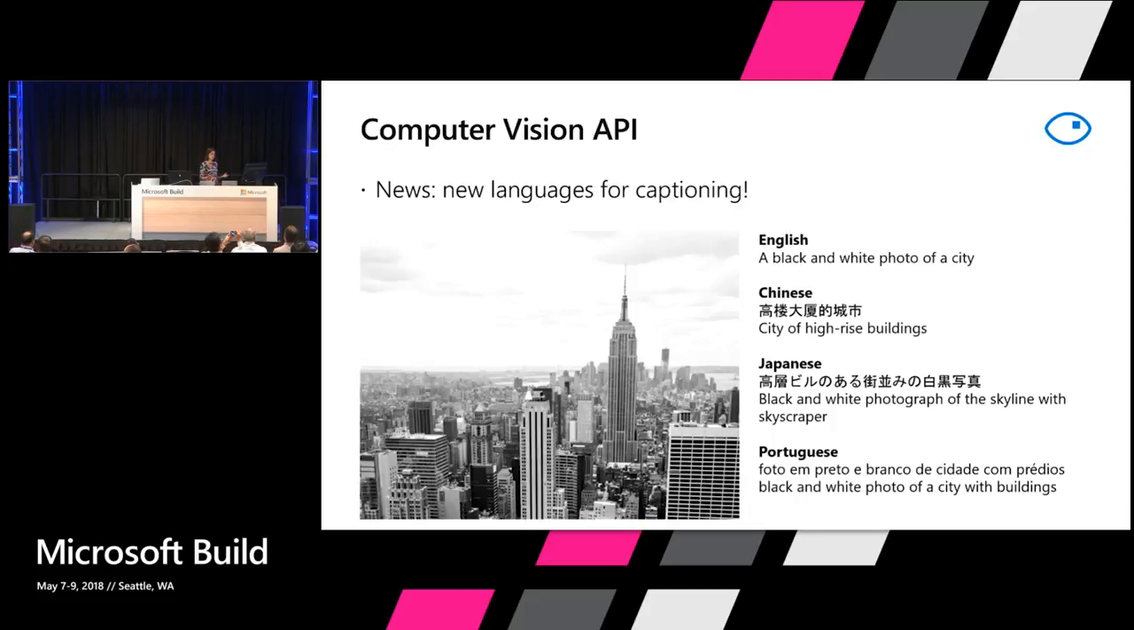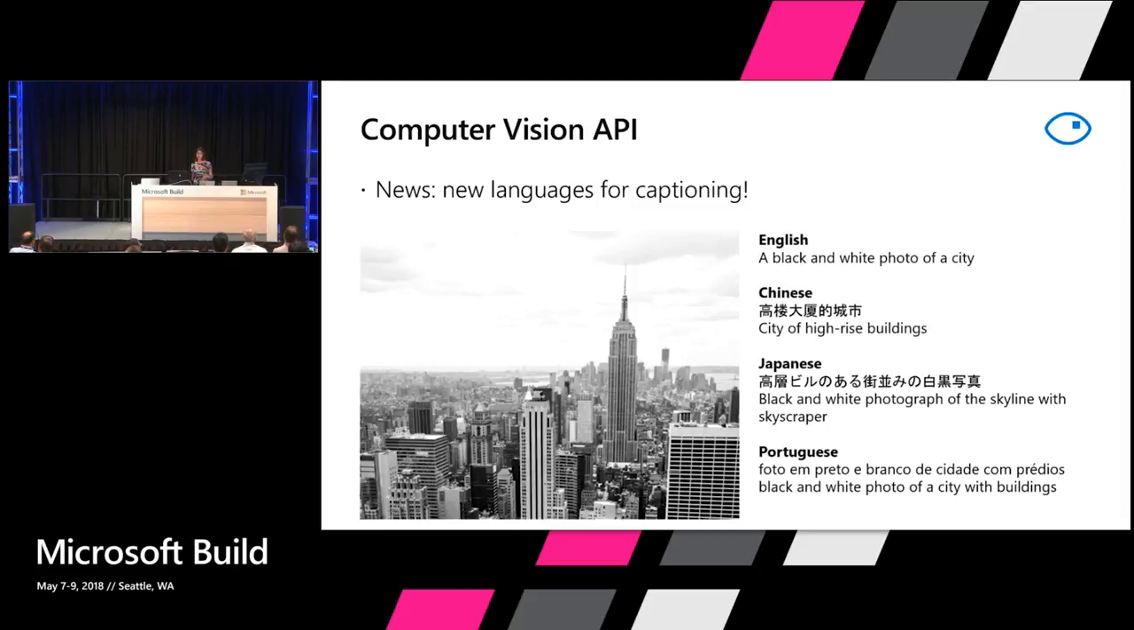Historically, it's had captioning, so you can take an image and generate a natural language caption for that image based entirely on the contents of the photograph. Prior to today, that was only available in English. So in this image, for example, you would say a black and white photo of a city. Now we've added 3 additional languages. You're now able to use the same captioning in Chinese, Japanese, and Portuguese.